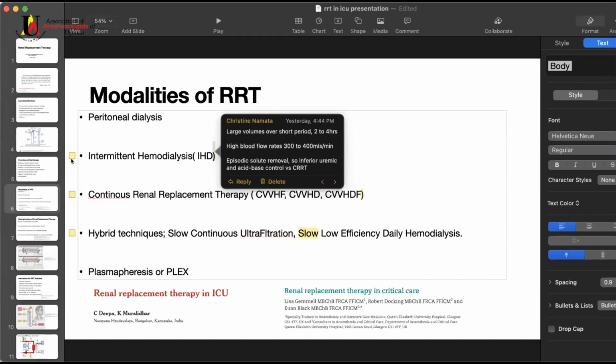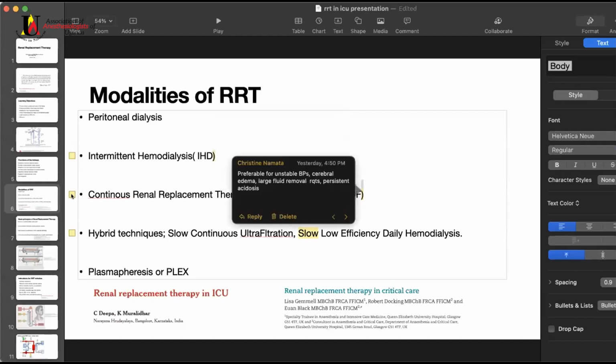Then CRRT is what is recommended and what is mostly done in high-income countries anyway, especially for critically ill patients, because they're hemodynamically unstable, or there are a lot of things that need fine-tuning, and the patient may not be able to tolerate it if done too rapidly.